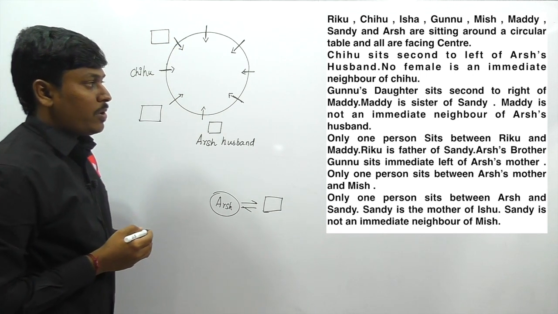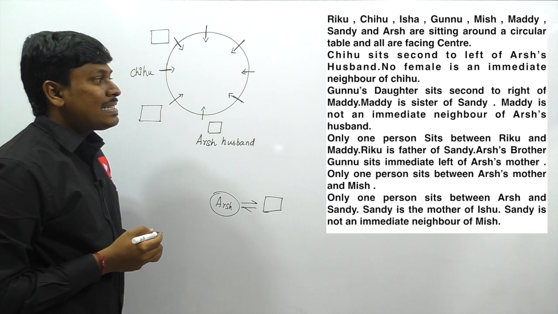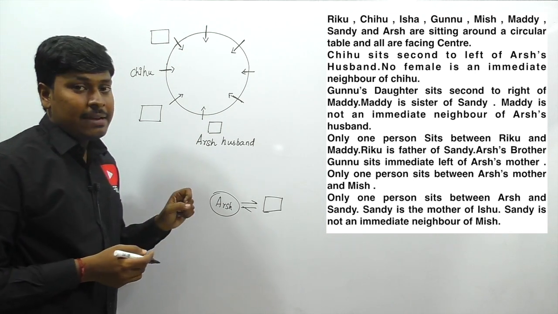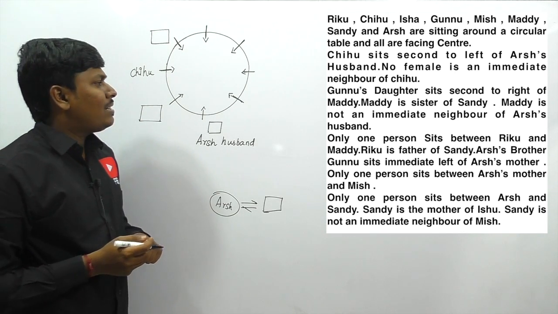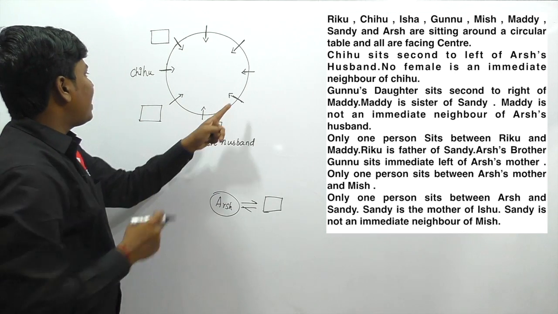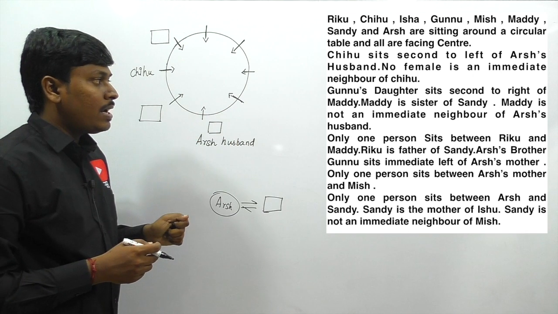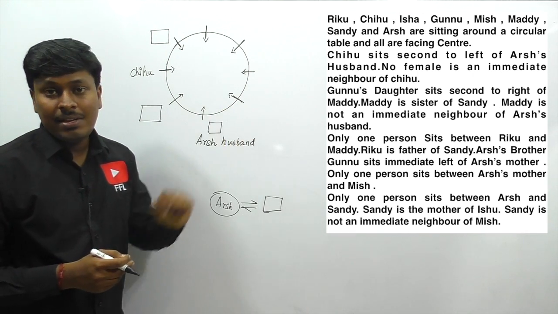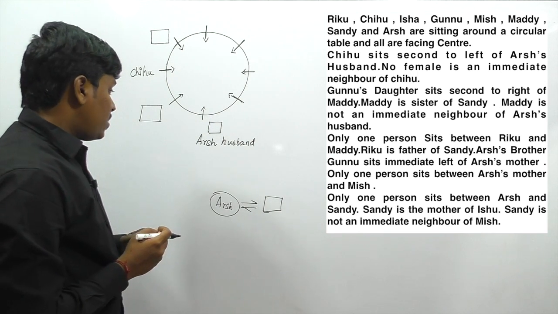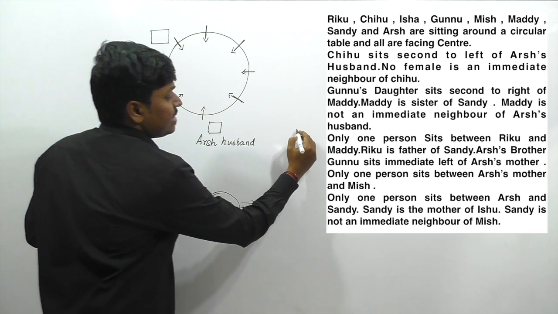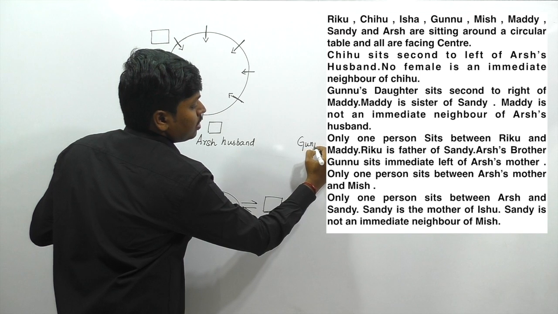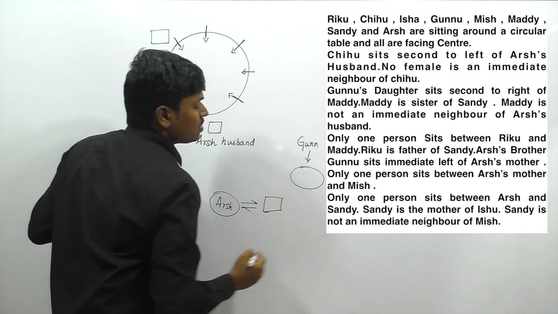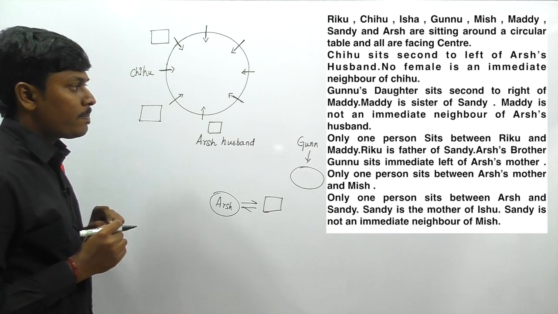Okay friends, next point. Gunnu's daughter sits second to right of Maddie. So Maddie right hand side, at a second place Gunnu's daughter, friends. It is a direct statement, but we don't know where is Maddie and who is Gunnu's daughter, right? From the third point we can conclude one thing. Gunnu is having a daughter, right? So let me take it as a condition that Gunnu's daughter. So we don't know who is the daughter, but Gunnu is having a daughter.